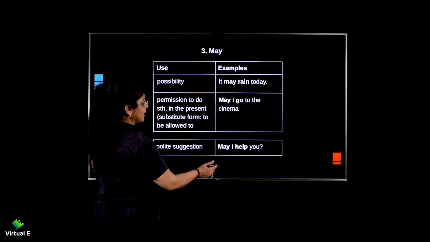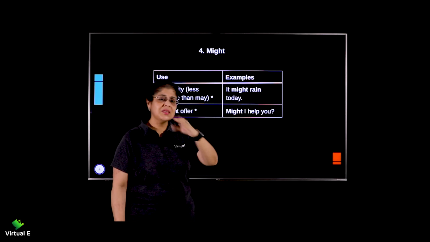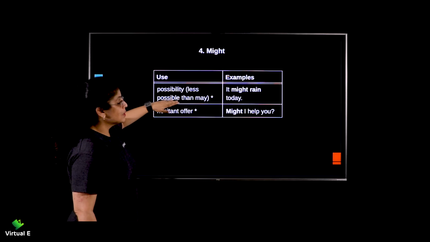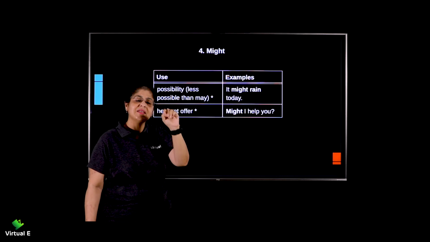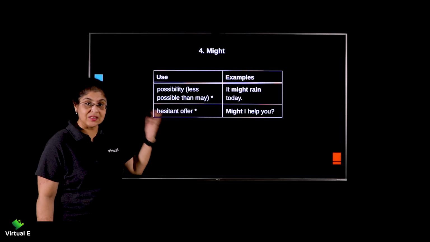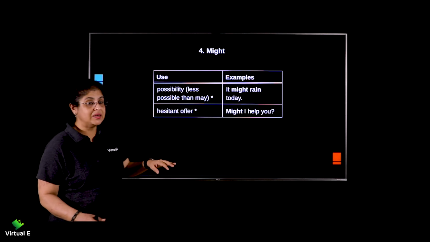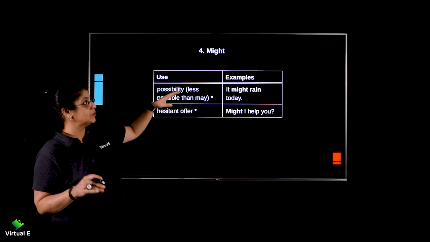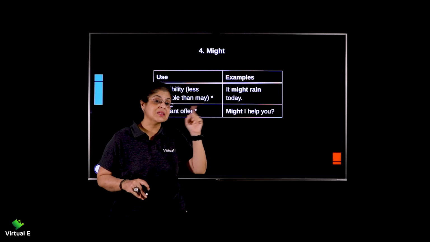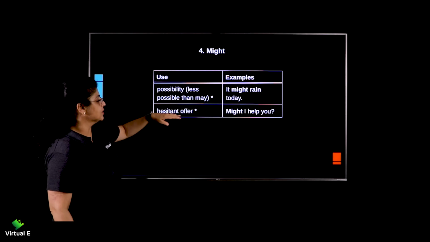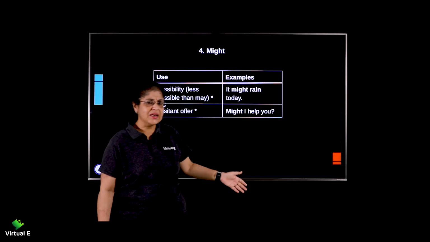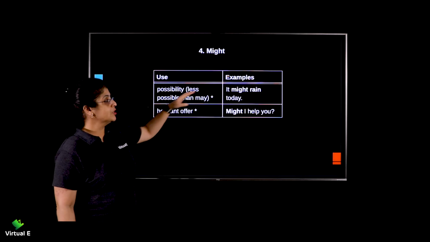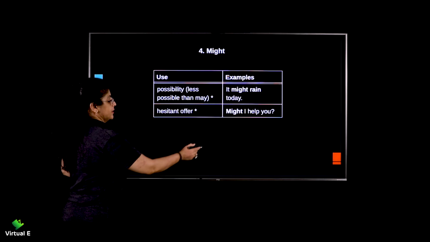Now if I talk of the next one, may and might, what is the difference between the two? Now look at this. Might is less possible than may. It has a very low chance. Now may is also a chance, it is a possibility, it may rain. But might is an extremely low chance. So it is less possible than may. What is generally said is that might is the past tense of may, right? It is used in the same context. Hesitant offer, might I help you? You're not sure. So might I? You're not definite whether you really want to. Okay? So yes, it might rain today.